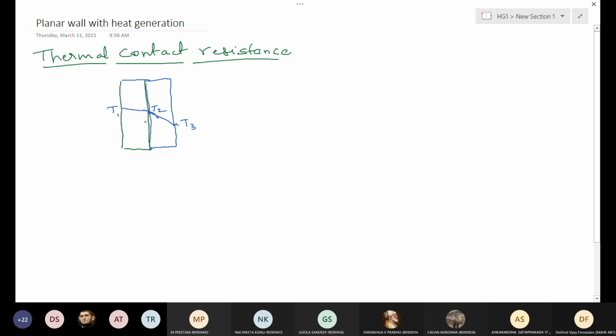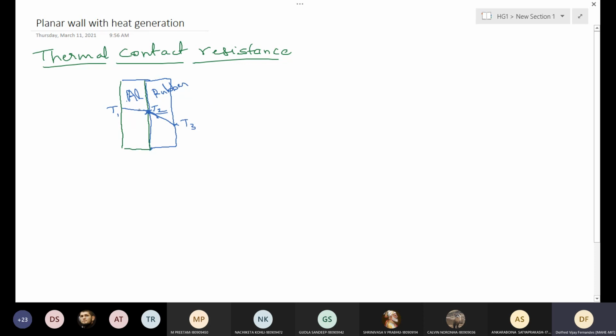So the temperature T2 is what we are assuming is the same on the highly conducting wall. Say this is aluminum and the outer one is in some case rubber or some insulating material. So at the interface between two walls, we assume that the temperature is the same, the same value on both surfaces. But this is a highly idealized assumption.